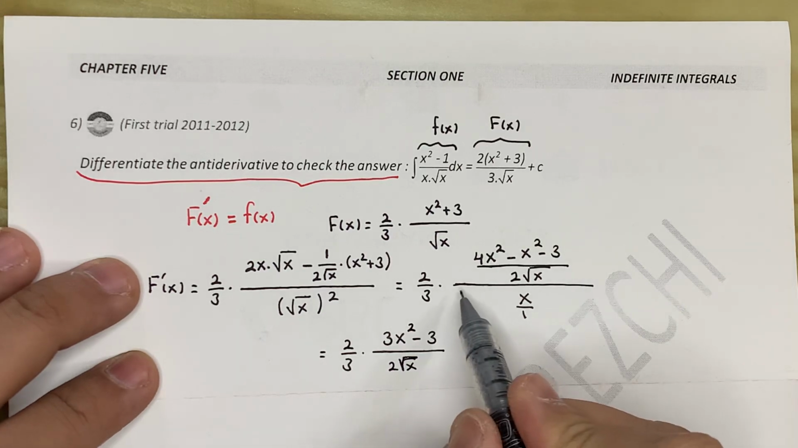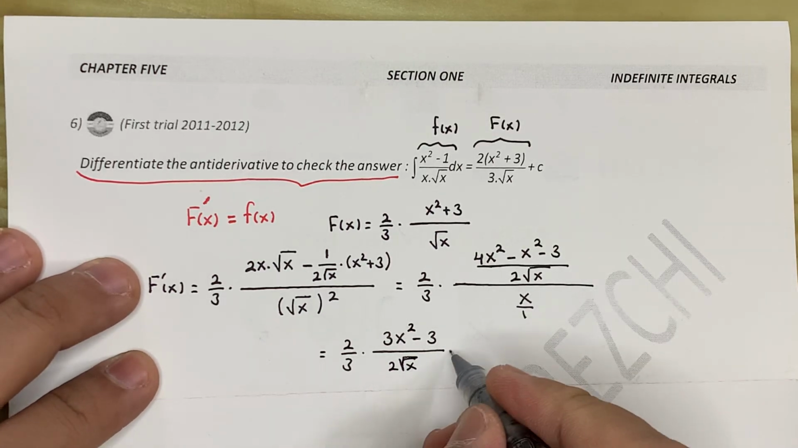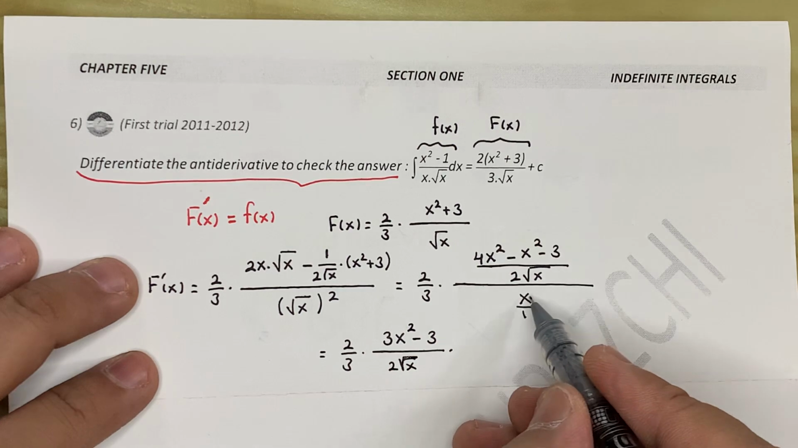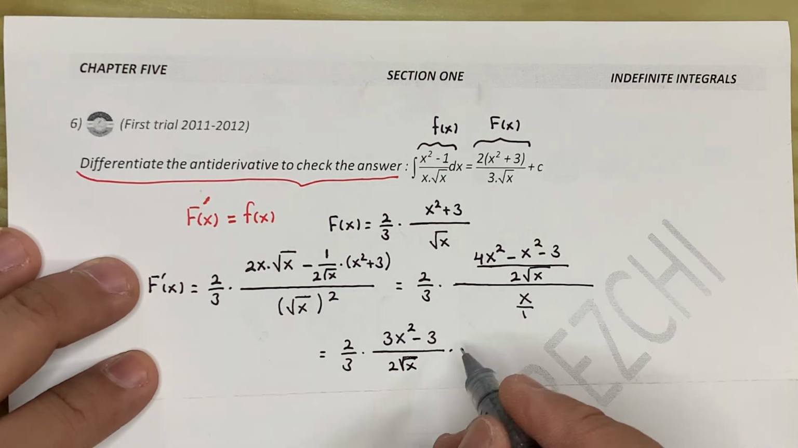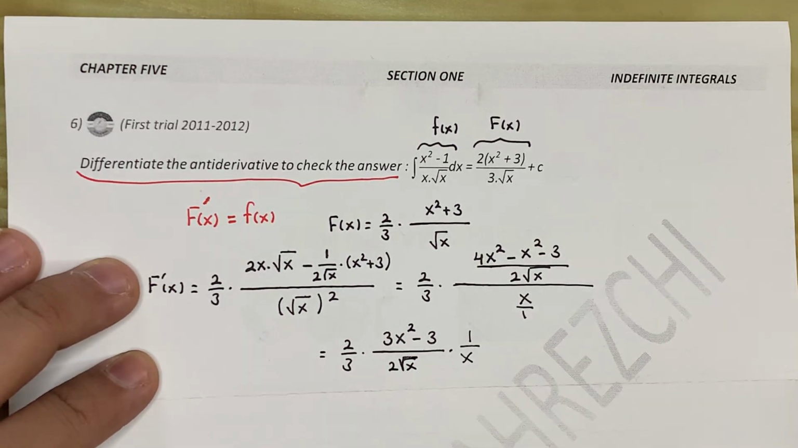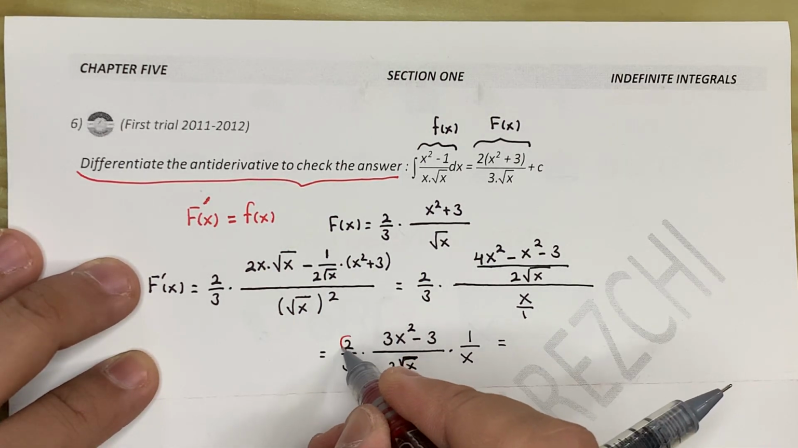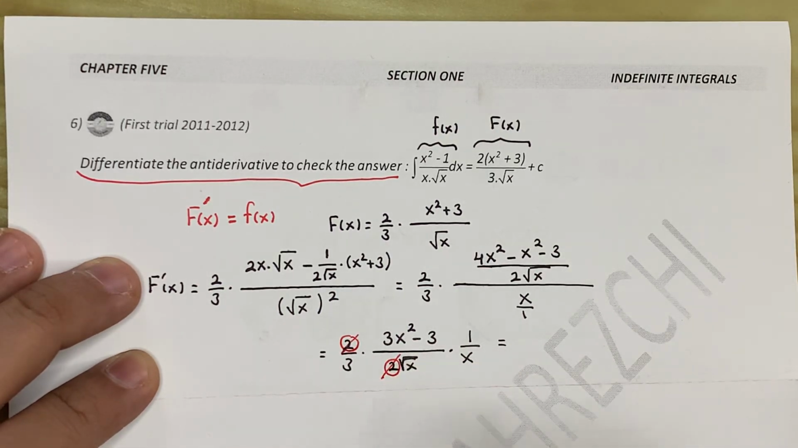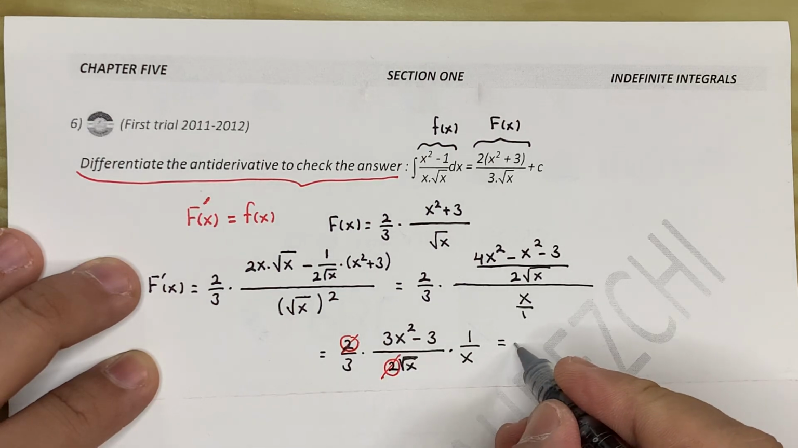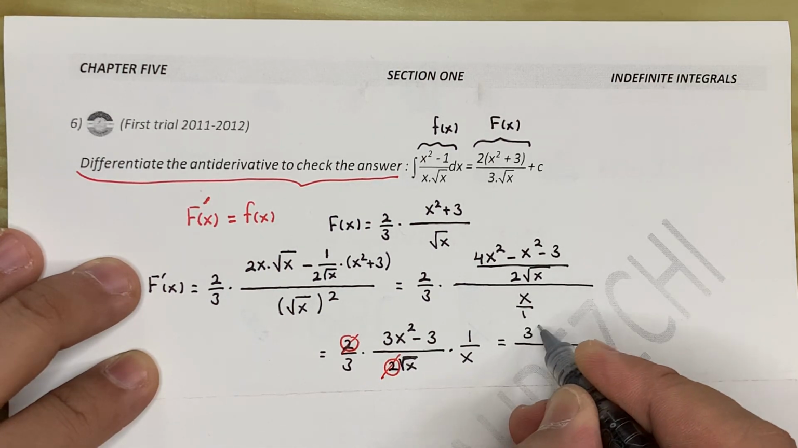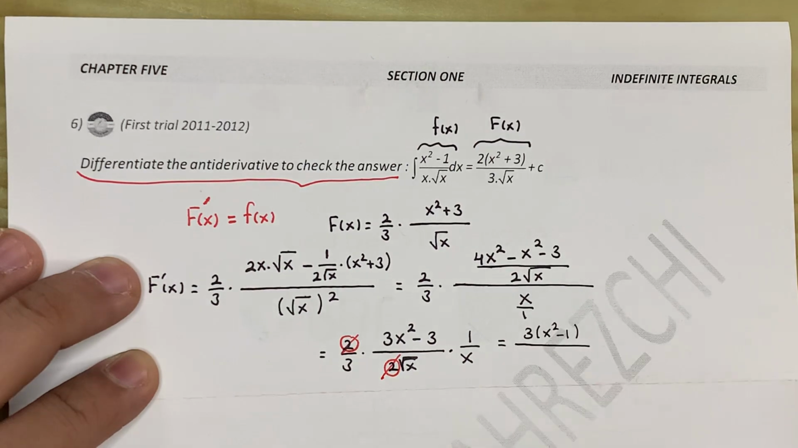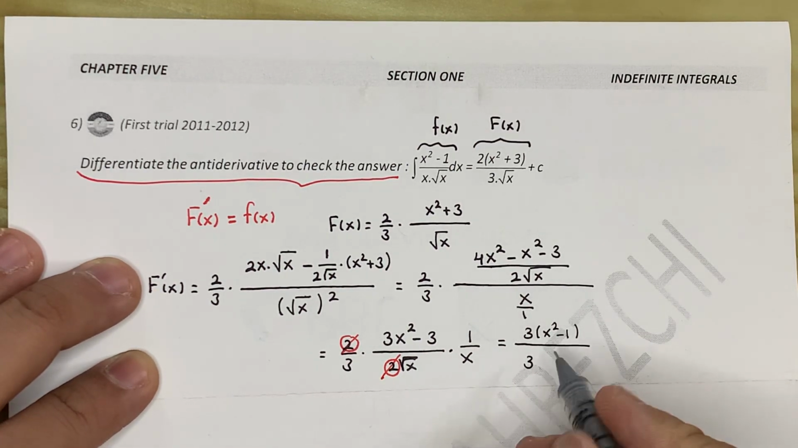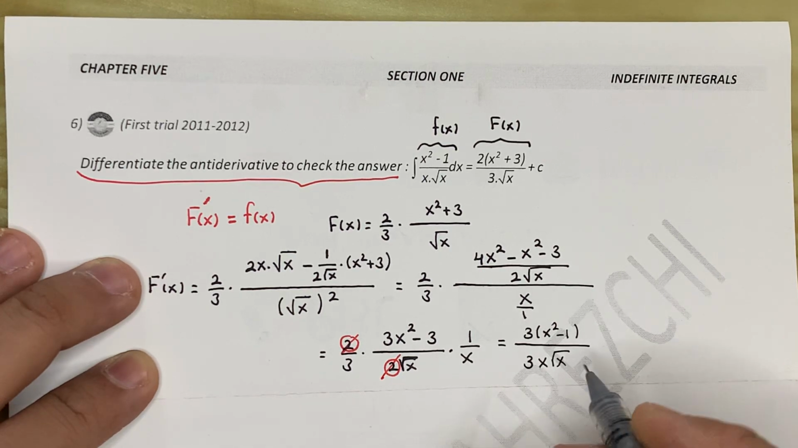Students, if we convert this division to multiplication, what happens to the denominator? It will be upside down, 1 over x. And now students, I want to show you that the 2 with the 1 in the denominator, they will cancel each other. If you look carefully here, what's common? 3. So take 3 as the greatest common factor, x squared minus 1 over 3 times square root x times x means 3x square root of x.